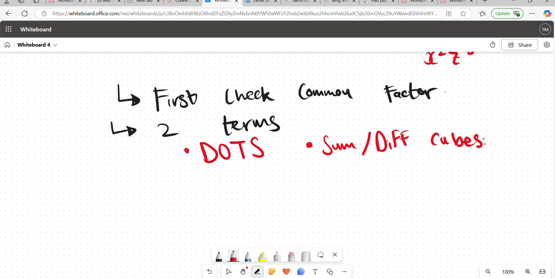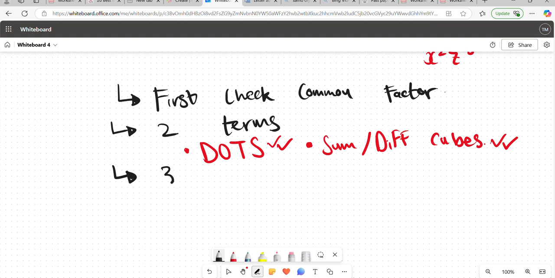If the first term is a square, the second term is a square, and there's a minus between them, then it's a difference of 2 squares, right? If the first term is a cube, the second term is a cube, and there's an addition in between, then it's a sum of cubes, right? So that's the next thing you need to do when you're looking at a factorization. Your brain should be going through these.